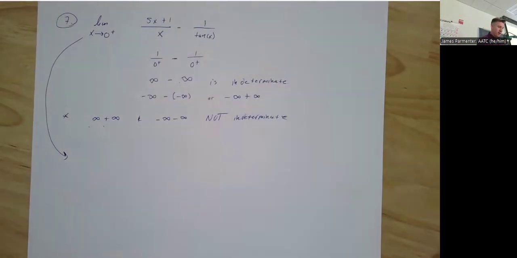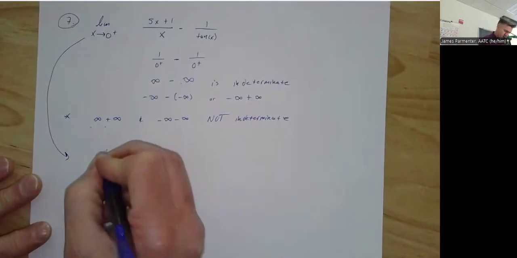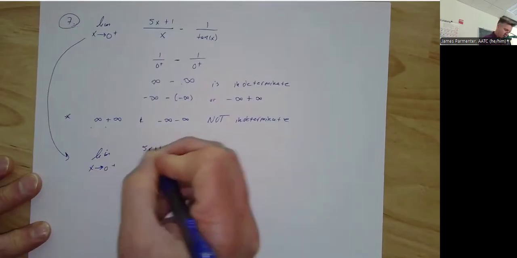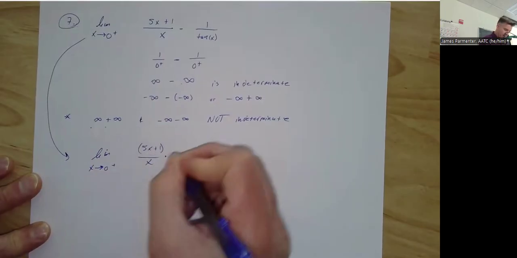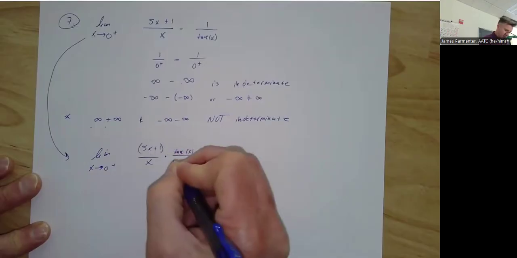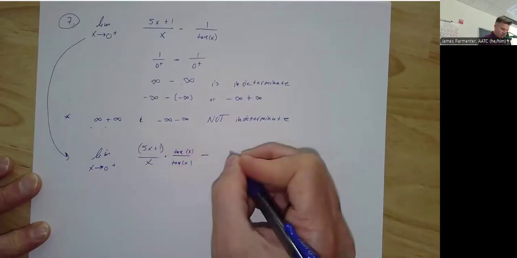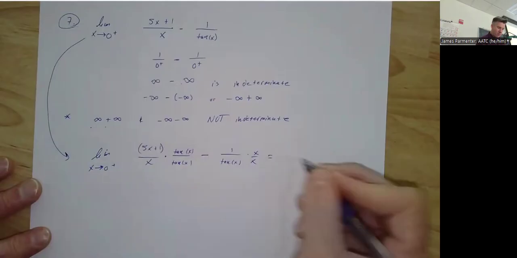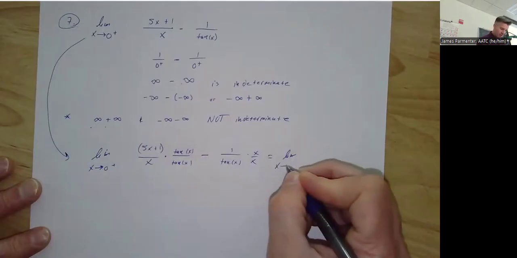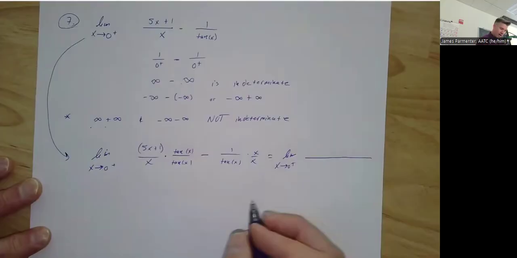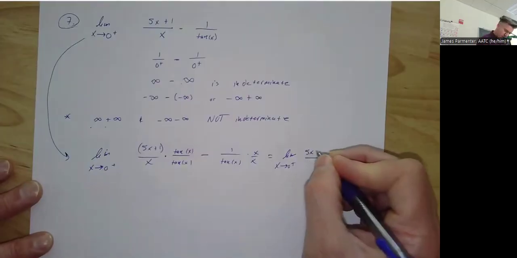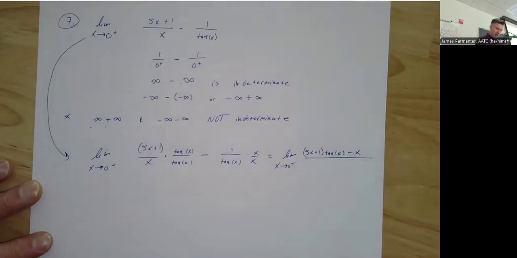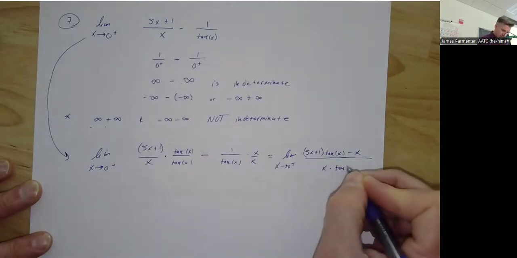So here, not too terrible. It's going to be the limit as x approaches 0 from the right. We have 5x plus 1 over x. We're going to multiply that by tangent of x over tangent of x. Similarly, over here, we're going to multiply our 1 over tangent of x by x over x. And now, when we write this out, the limit as x goes to 0 from the right, on top, we're going to have (5x plus 1) times tangent of x minus x. On the bottom, we're going to have x times tangent of x.